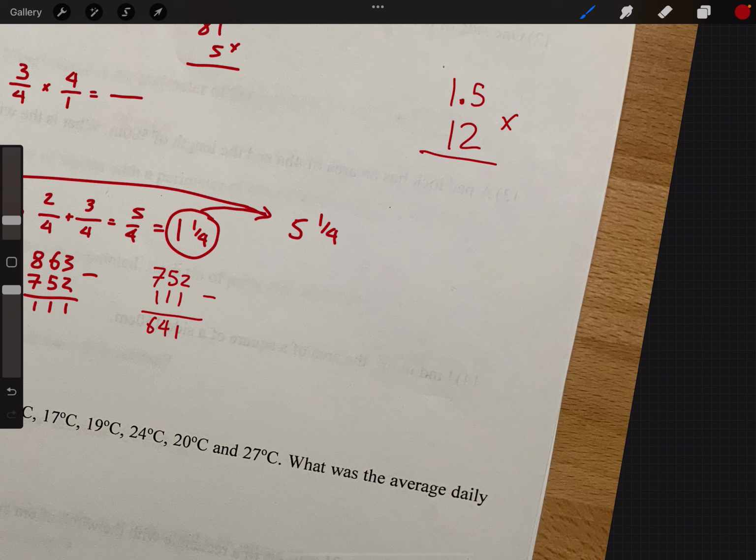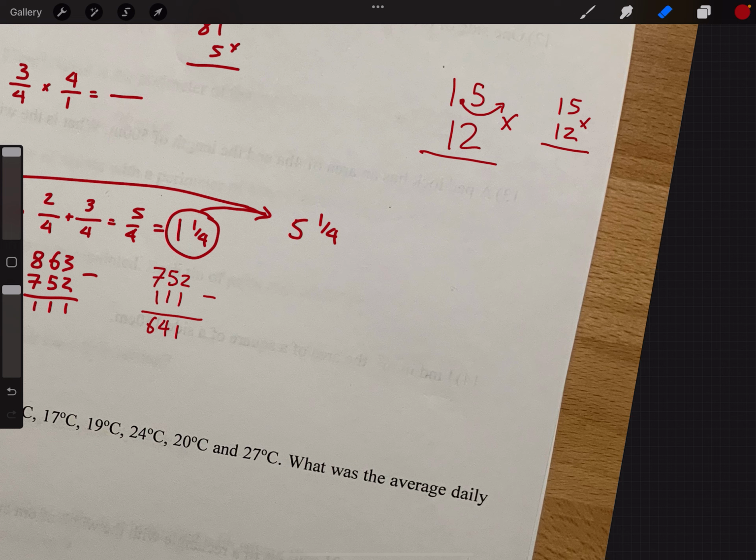What you can do is you're gonna think of this. I'm gonna move the decimal place to the right to make it a 15. So we're gonna have 15 times 12 instead of 1.5 times 12. Now, whatever answer you get, you're gonna move the decimal place back one. Okay, so let's do 12 times 15 first.